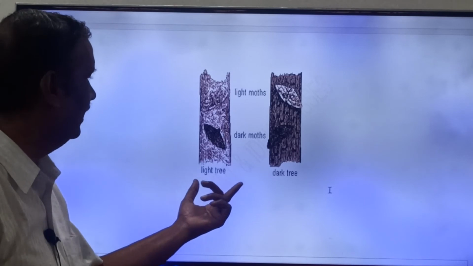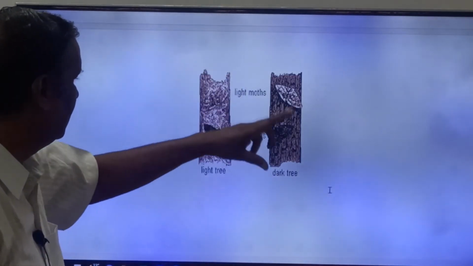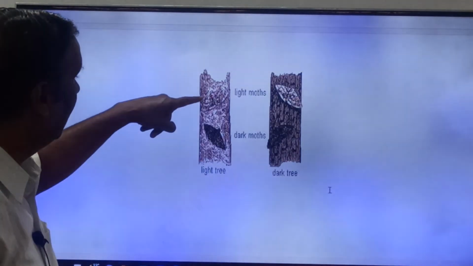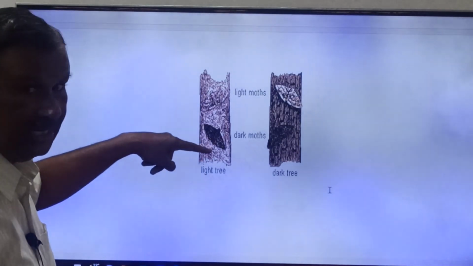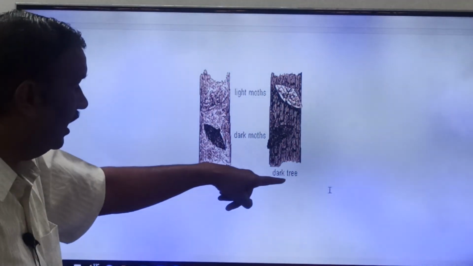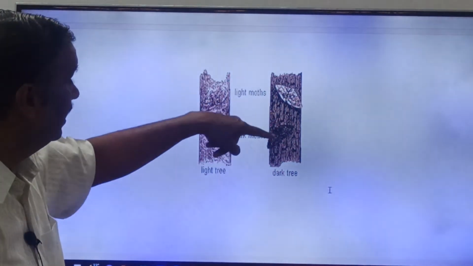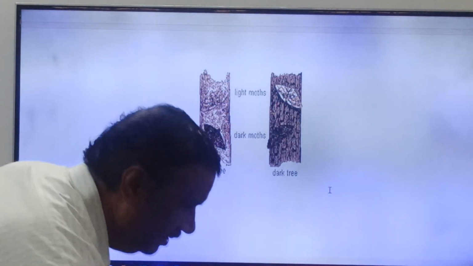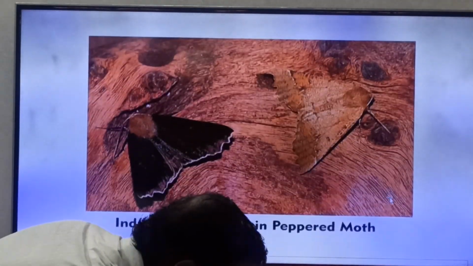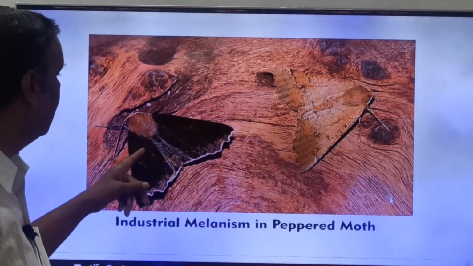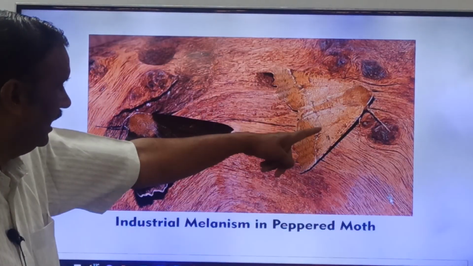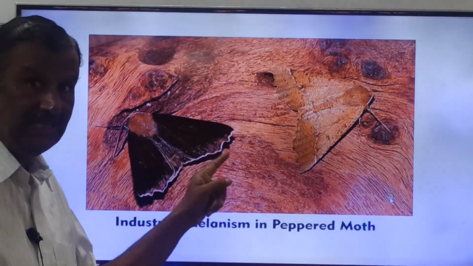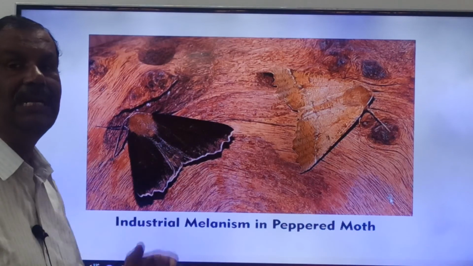See friends here, this is a light tree, this is a dark tree. When the bark is light, the light moths are not visible, dark moths can be visible. But when the dark bark is there, dark moth is not visible, light moths are clearly visible to the predatory birds. Okay friends. See friends here, this is the bark, this is a dark moth, this is the grey moth. Okay, this is before industrial revolution.